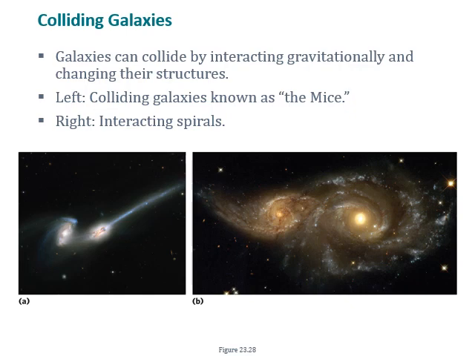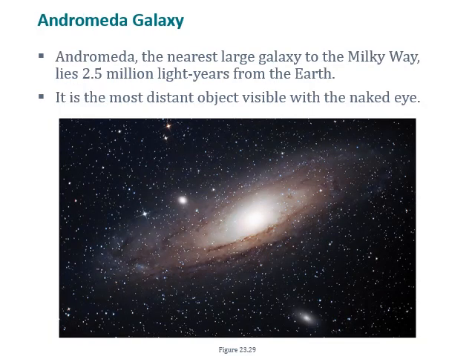Galaxies can collide by interacting gravitationally and changing their structures. On the left is a picture of colliding galaxies known as the mice. On the right, we have interacting spiral galaxies. Andromeda is the nearest large galaxy to the Milky Way, which lies 2.5 million light-years from the Earth. It is the most distant object visible with the naked eye.